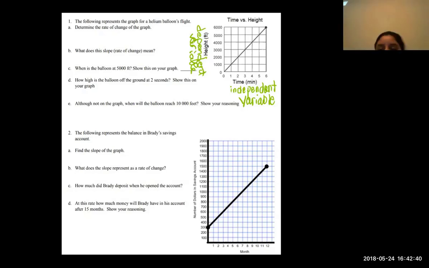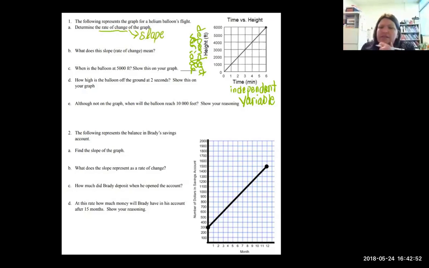Yes. Great. So A says, determine the rate of change of the graph. All I want to point out to you is that rate of change is absolutely synonymous with the word slope. They mean the exact same thing. So I'm not learning something new here. I'm just thinking about something I've already learned in a new way. It's how fast my balloon is rising over time, the rate of change.